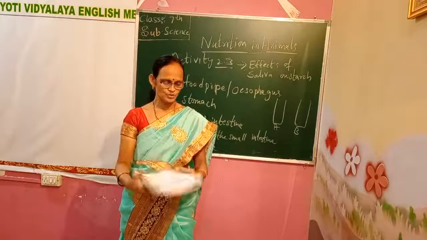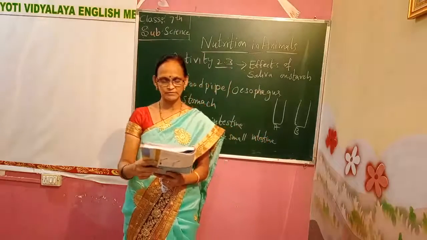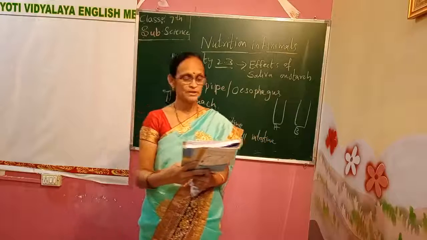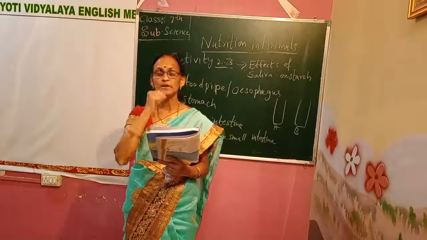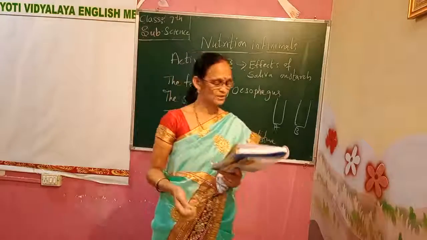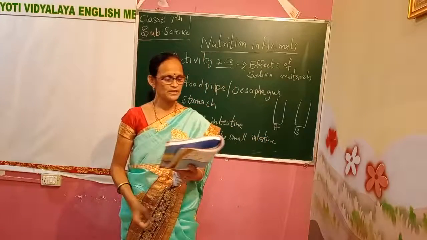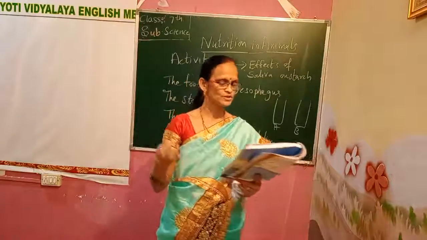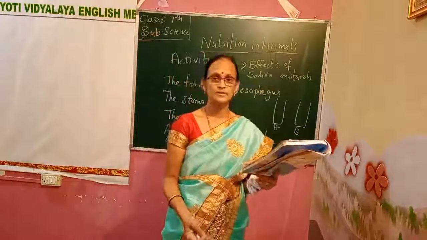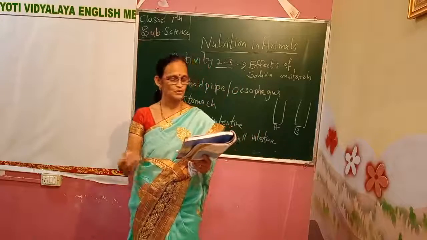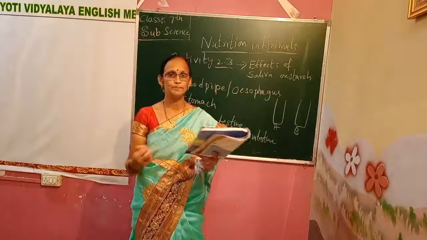We can find out the position of the taste buds by the following activity. Now he has given here activity 2.4, a tasting activity. It means how the taste buds on the tongue work. Prepare a separate sample each of sugar solution, common salt solution, lemon juice, and juice of crushed neem leaves or bitter gourd. So he is telling you to take 4 solutions: sugar solution, common salt solution, lemon juice, and the fourth one is the juice of neem.